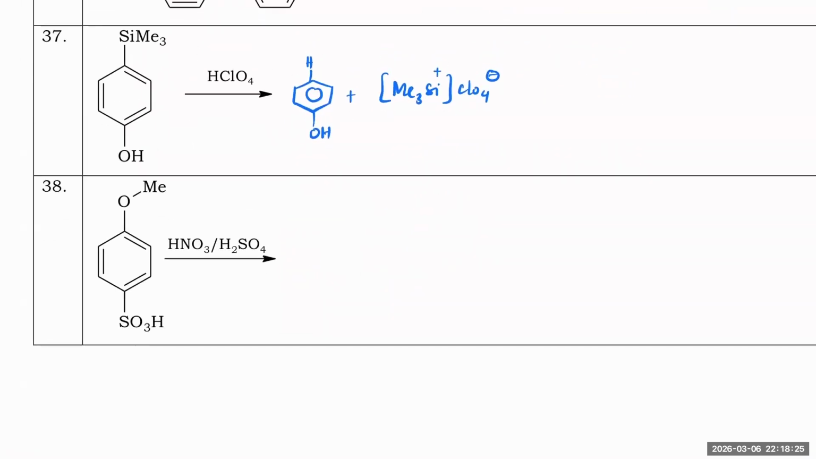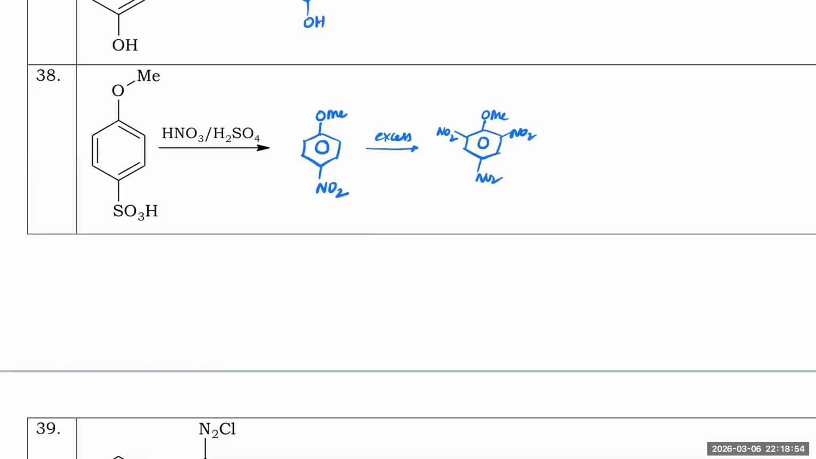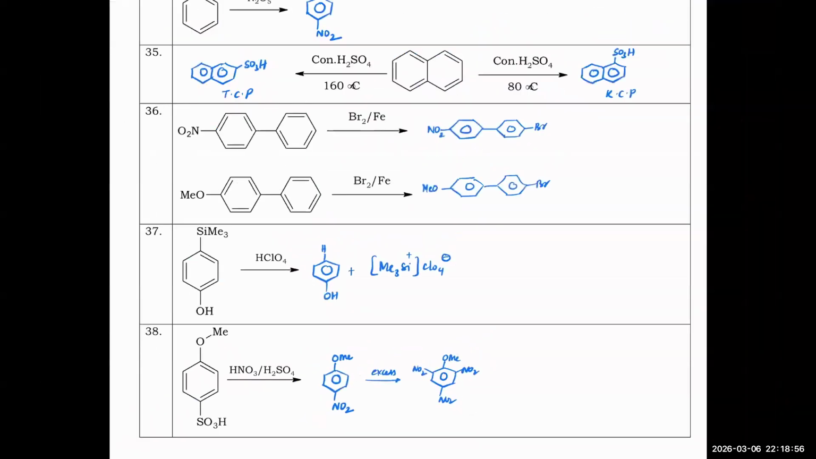Next, OMe with nitration here. So you see that OMe will form and nitration will happen at this position, because SO3H in H2SO4 will undergo desulfonation and NO2 will come here. If excess is given, then we know that NO2 will come at all the positions. So NO2, NO2, and NO2. So it will come at all the positions. Got it? Right. So quickly go through it once.